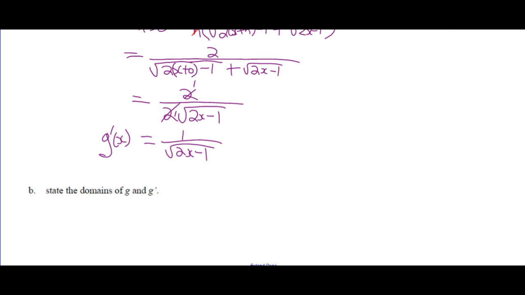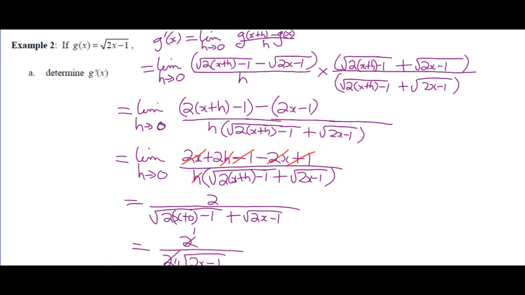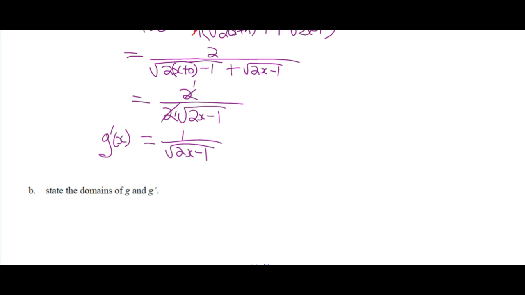What are the domains of g and g prime? What was g? g of x equals the root of 2x minus 1. Okay, so what's that domain? Yeah, so 2x minus 1 has to be greater than or equal to 0. So 2x has to be greater than or equal to 1, and x will be greater than or equal to 1/2. Okay, so what do we got?